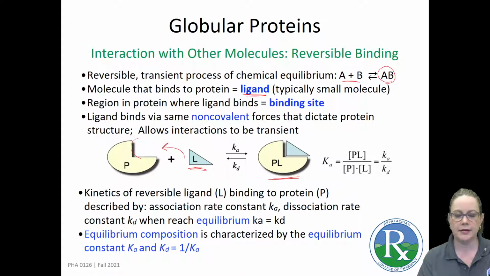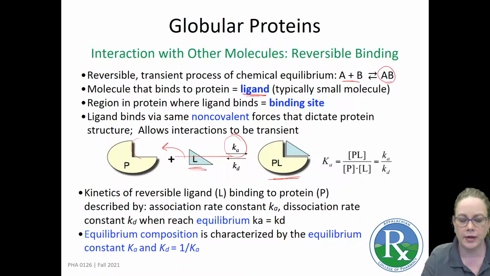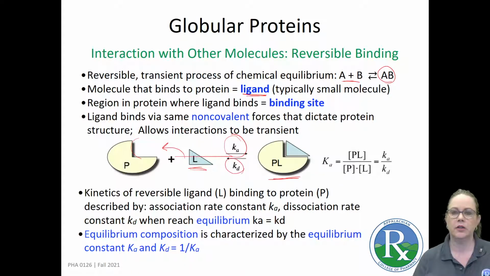There is a rate constant associated with the two molecules coming together to form the complex. That's your Ka, or association rate constant. Similarly, there's going to be a rate constant associated with that complex coming apart to give you back your free protein and free ligand. That is your dissociation rate constant, or lowercase Kd. And with this, these on and off reactions will occur until we reach equilibrium, where the rate of association becomes equal to the rate of dissociation.